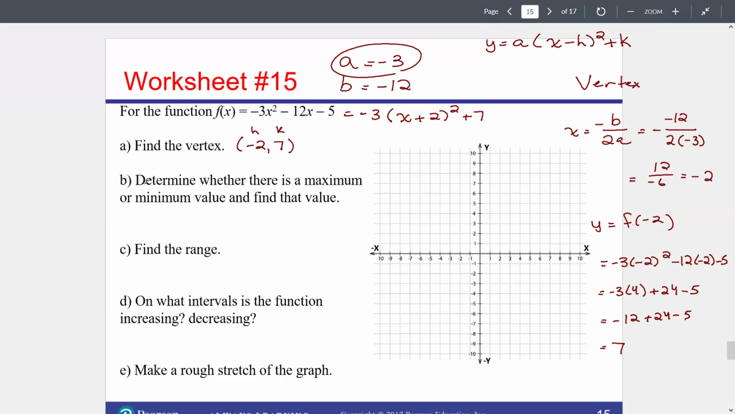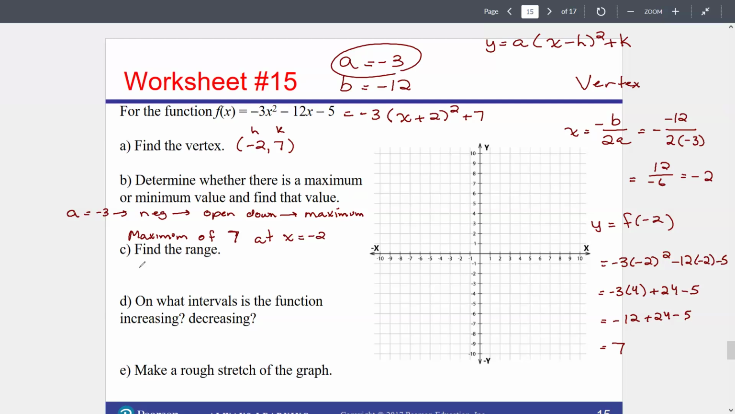All right, so we're going to determine whether it's a maximum or minimum value. Well, a equals negative 3. It's negative. If it's negative, that means we open down. If we're opening down, that means that we're going to have a maximum. So my range, where I max out is at 7. So we have a maximum of 7 at x equals negative 2.